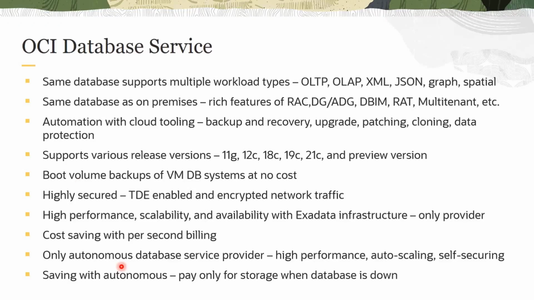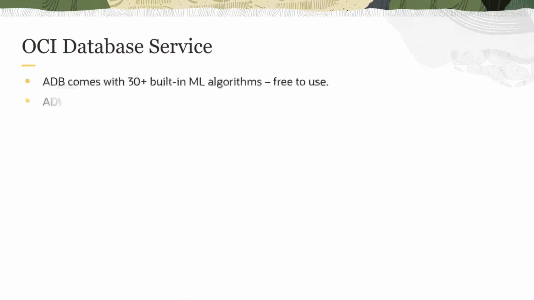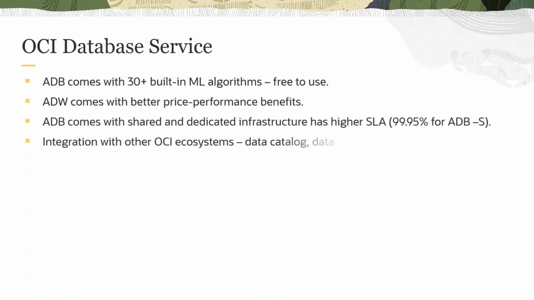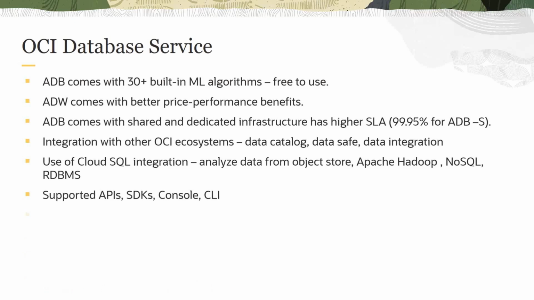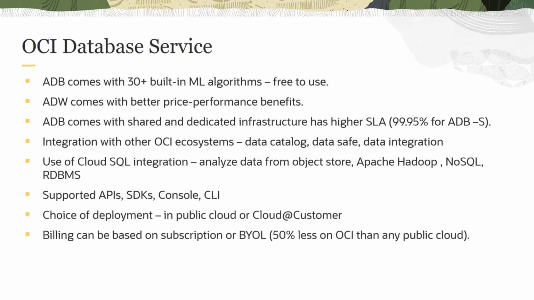Oracle also provides the world's first fully managed Oracle database in the cloud, that is your Oracle Autonomous Database. Under the hood, it is built on Exadata infrastructure and Oracle Database with round-the-clock monitoring for detecting and fixing any database faults that may be evident. With Autonomous Database shared infrastructure, you pay only when the database is running, and when it is not running, you just pay for storage. It also comes with 30-plus pre-configured machine learning algorithms that are free to use for your data warehouse analytical needs.